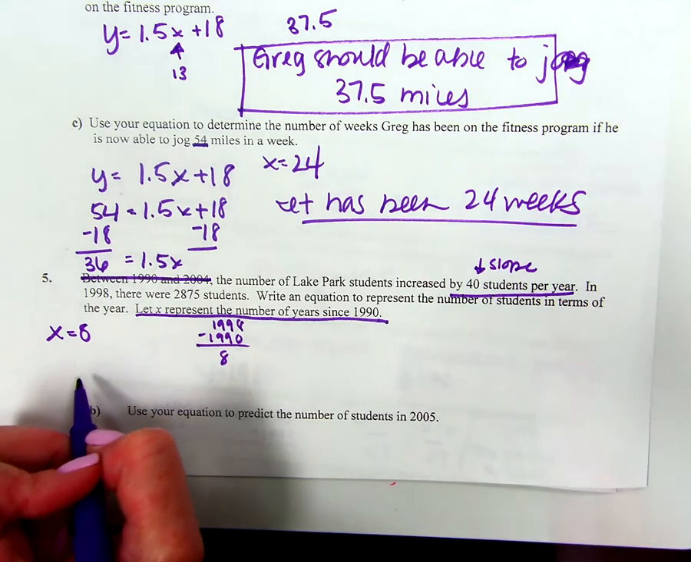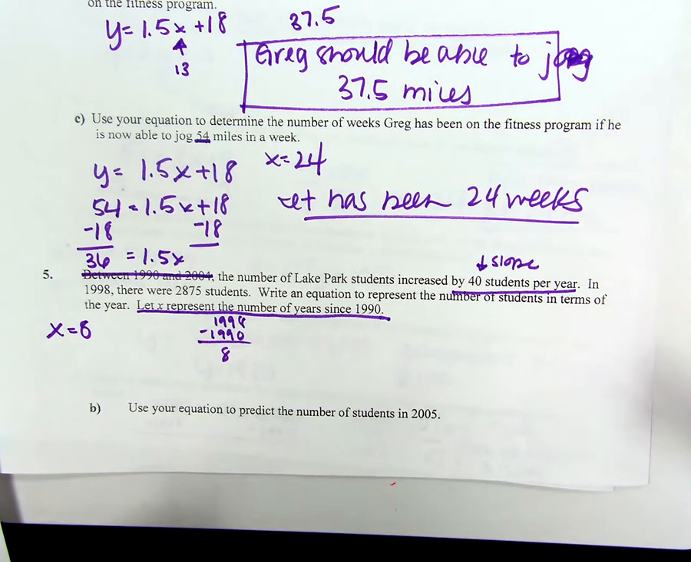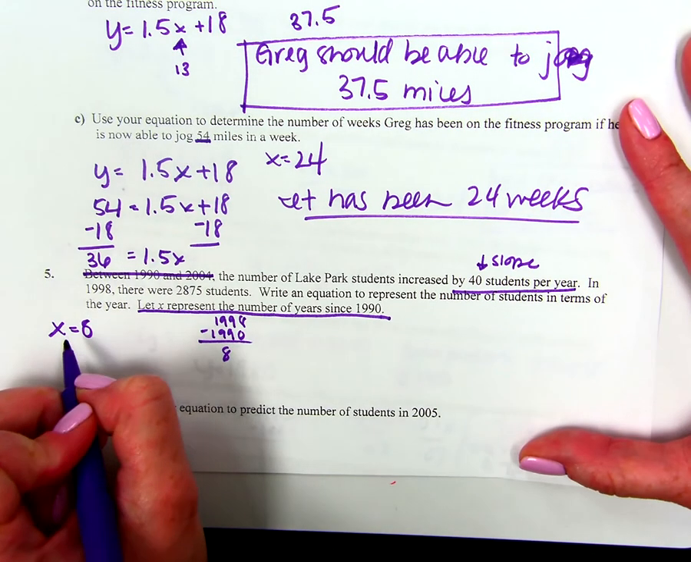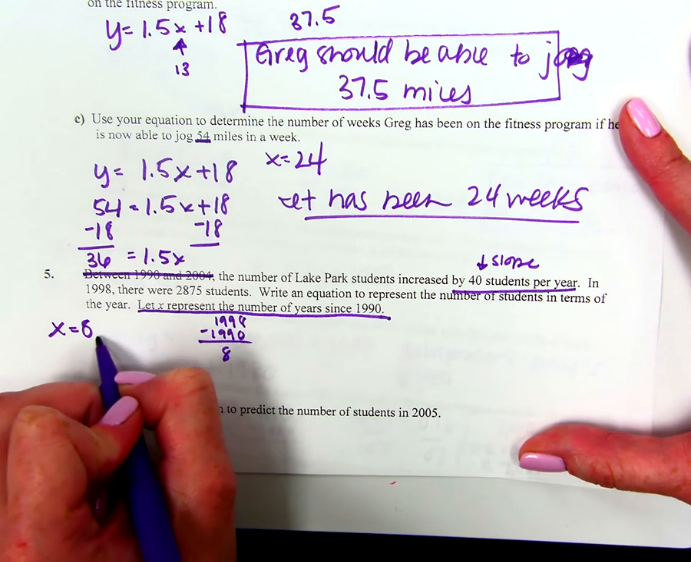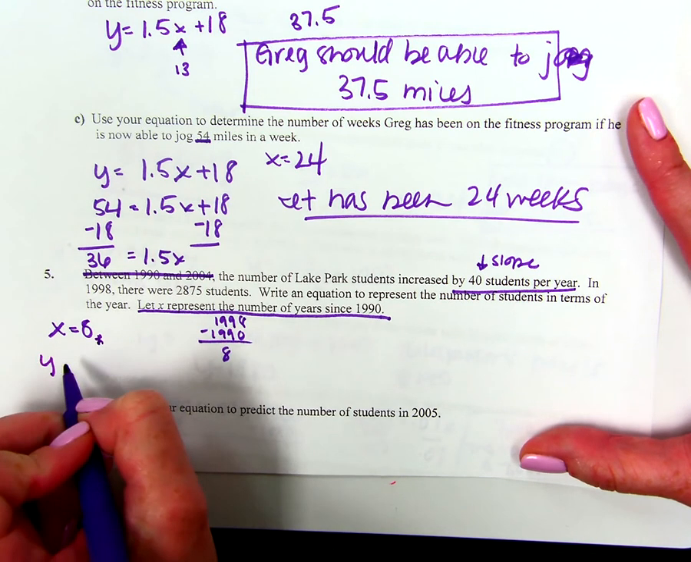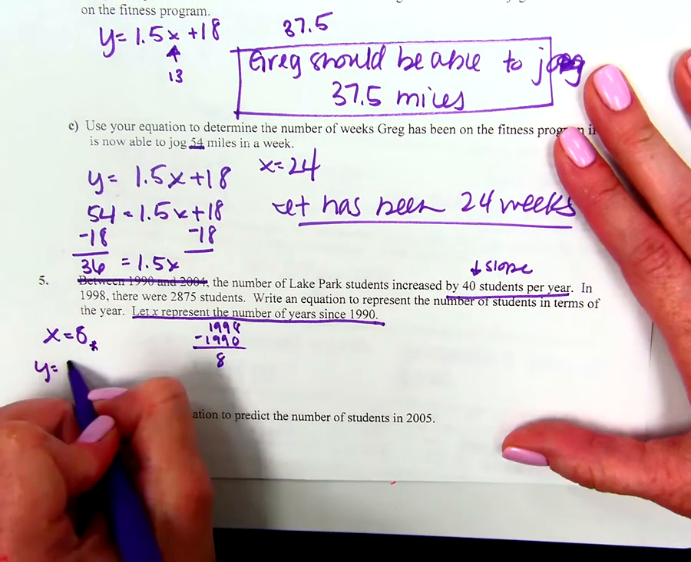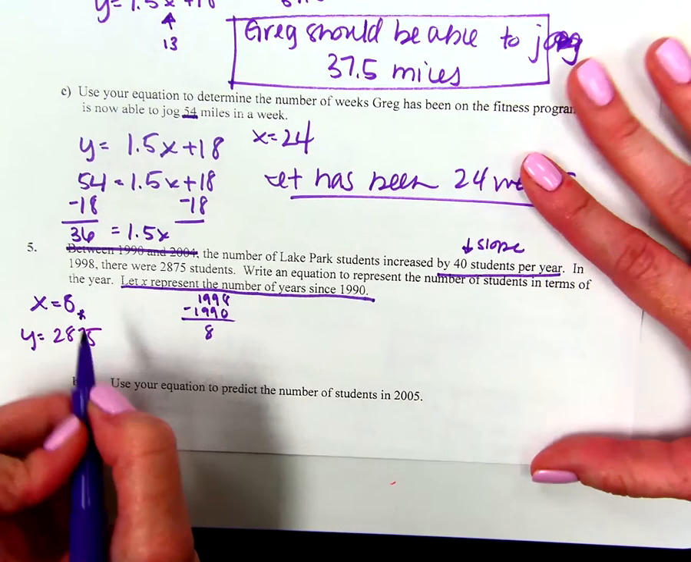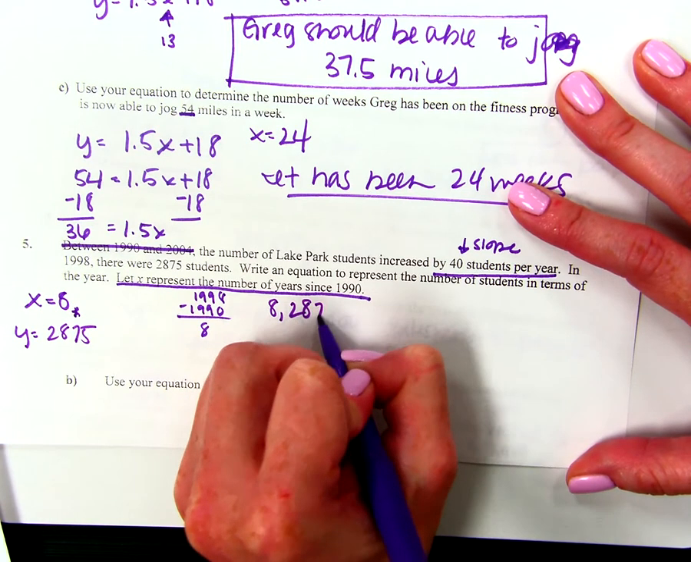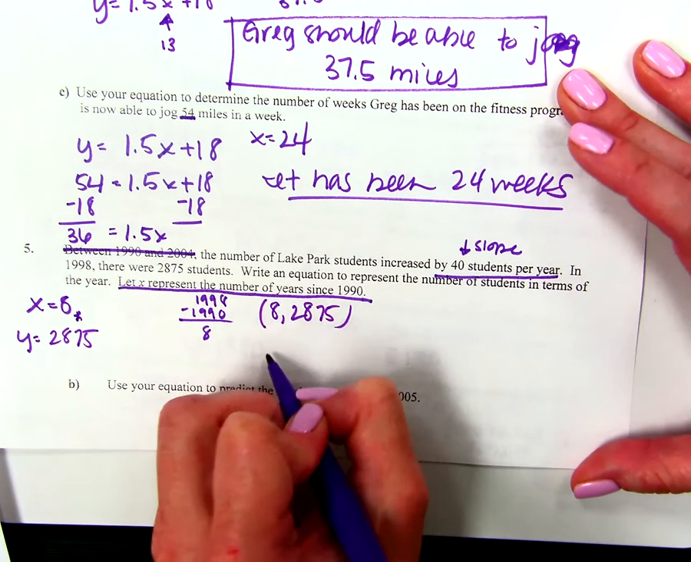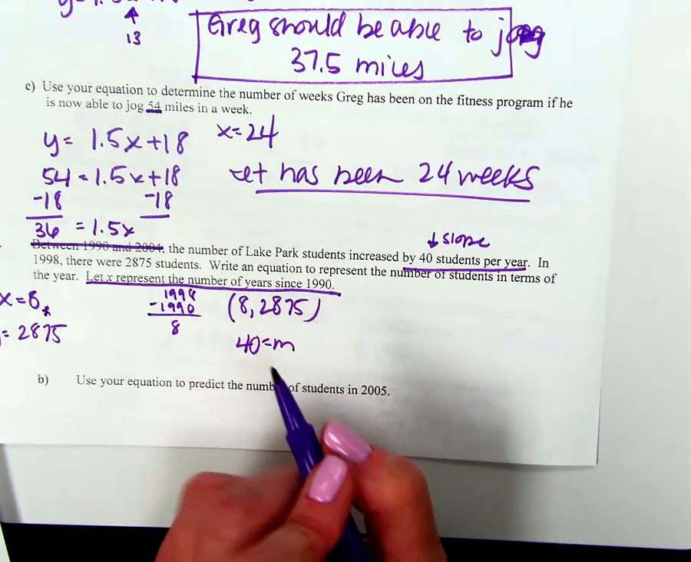So in my ordered pair, just like I needed for the top, I have my slope, I have an x, and I have a y. So I'm going to do point slope form again. So x is my year since 1990, so that would be 8. And then my y is my number of students. So in 1998, what was my number of students? And my y is 2,875. So that gives me the ordered pair of 8, 2,875, and my slope is 40 students. So now I'm going to put that into y equals mx plus b form to get my equation.